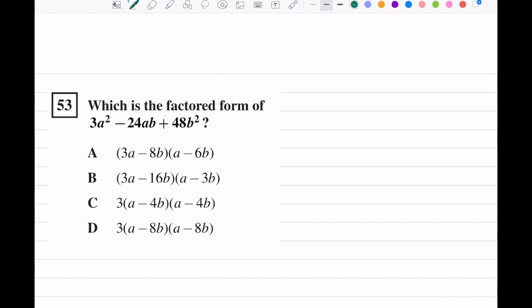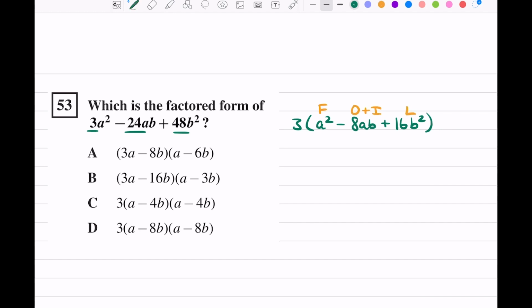So let's look at our polynomial. The first thing we should notice is that each of our coefficients is divisible by 3, so we can factor a 3 out of there. When we do that, we'll have 3 times a squared minus 8ab plus 16b squared. Now we have an easier polynomial to factor. So let's remember where each of our pieces comes from.